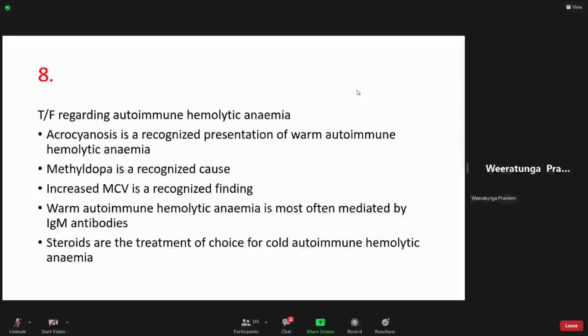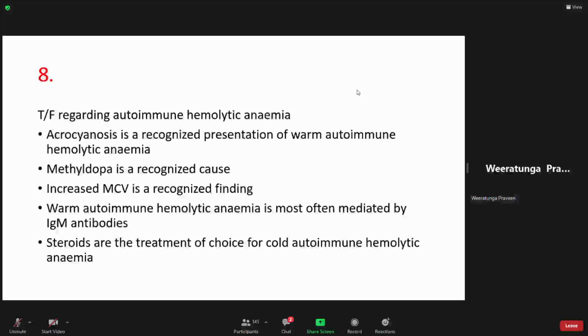So the MCV is raised for three reasons, as I said: because of red cell clumps, because of reticulocytes, and also because of secondary folate deficiency. The reason is that the bone marrow is proliferating at a much higher rate, trying to compensate for the red cell breakdown, trying to push out as many cells as possible.